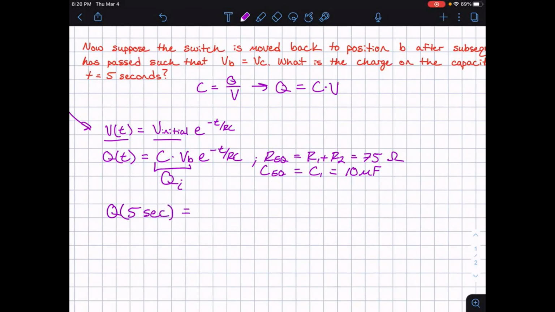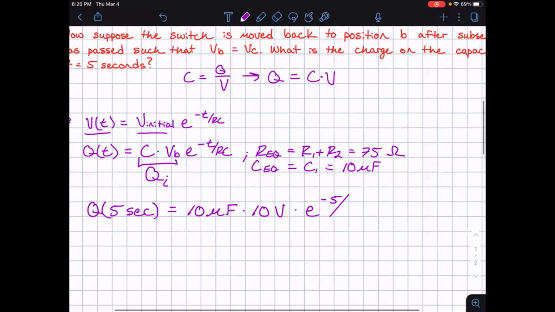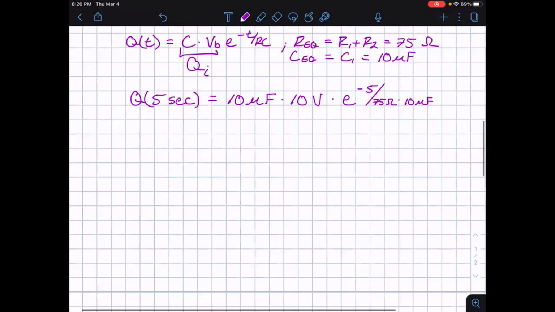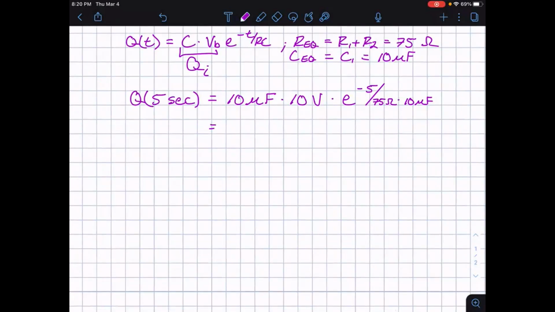5 seconds equal to 10 microfarads times my voltage, which I believe I said was 10 volts, times e to the negative 5 seconds over, let me zoom in a little bit, 75 ohms times 10 microfarads. Again, I just came up with this problem, so I don't know what the number is off the top of my head, but it's a pretty straightforward calculation. It's pretty hard to mess that up. The only reason you would probably mess that up is because that is a microfarad, times 10 to the minus 6 farad. So just remember, make sure to look at your subscripts and things like that on the exam, because they will try to change it up on you.